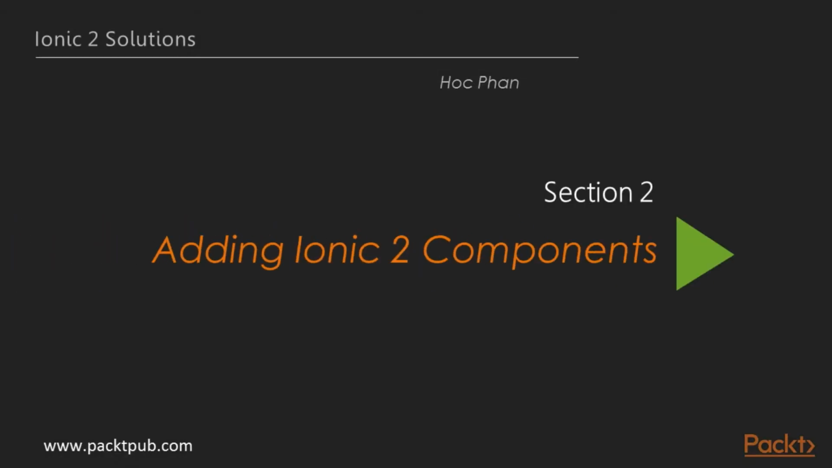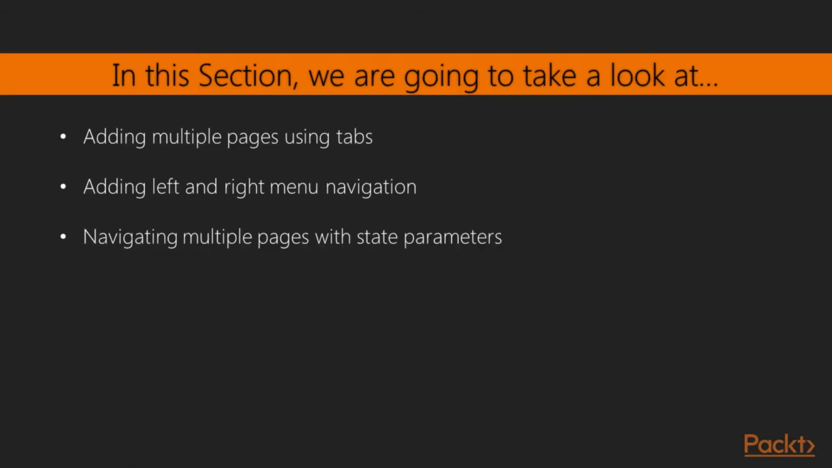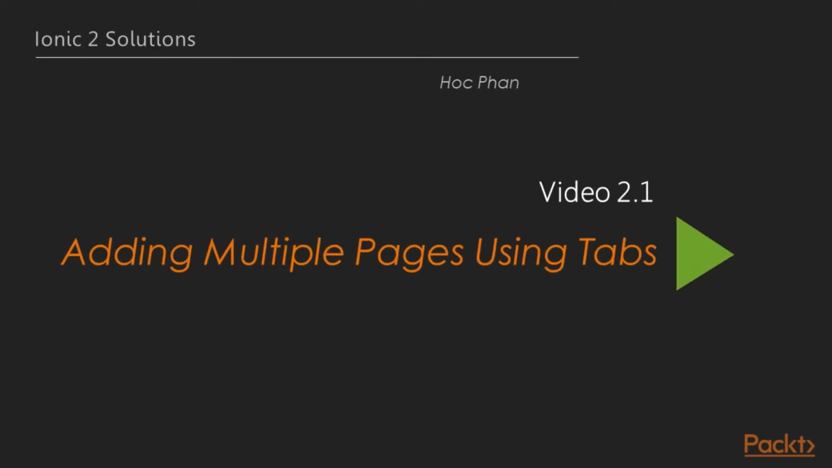This is the section Adding Ionic 2 Components. In this section, we'll perform these tasks related to using Ionic 2 components: adding multiple pages using tabs, adding left and right menu navigation, and navigating multiple pages with state parameters. Now we move on to the first video of this section that deals with adding multiple pages using tabs.